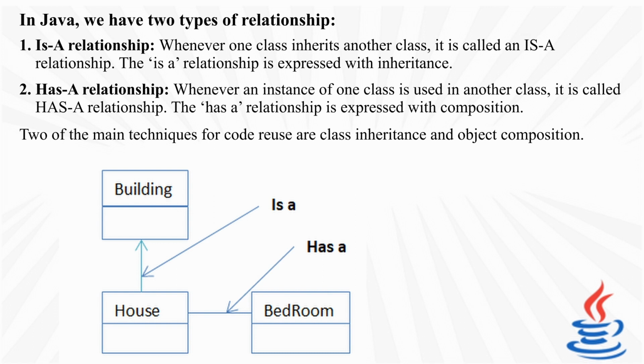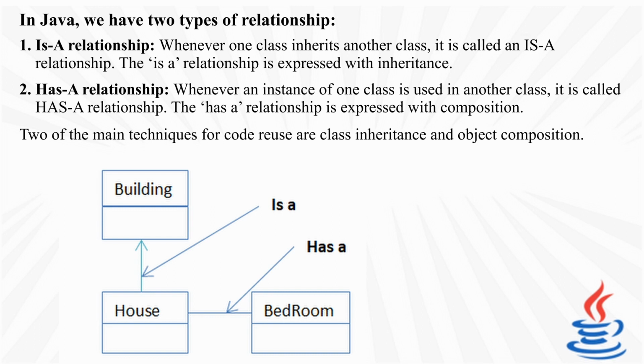In is-a relationship, whenever one class inherits another class, it is called an is-a relationship. The is-a relationship is expressed with inheritance. Whenever an instance of one class is used in another class, it is called has-a relationship. Has-a relationship is expressed with composition. So, two of the main techniques for code reuse are class inheritance and object composition.